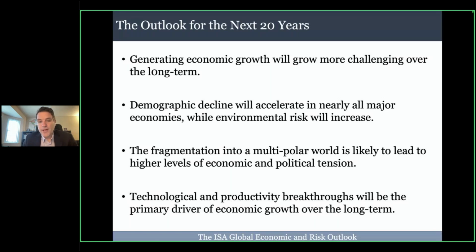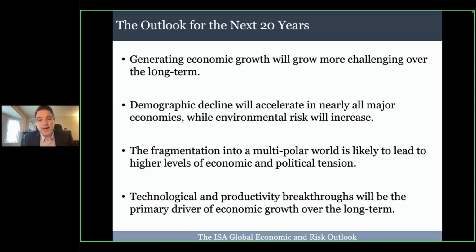We are living in a much more multipolar world with higher levels of regionalization, higher levels of economic and political tension. And the key to the economy over the next 20 years to offset some of these factors is going to be technology and productivity. Can we achieve breakthroughs in technology that lead to productivity growth that allow our economy to continue to grow over the longer term in the face of this demographic decline, in the face of these environmental challenges, and in the face of this increasingly divided world?